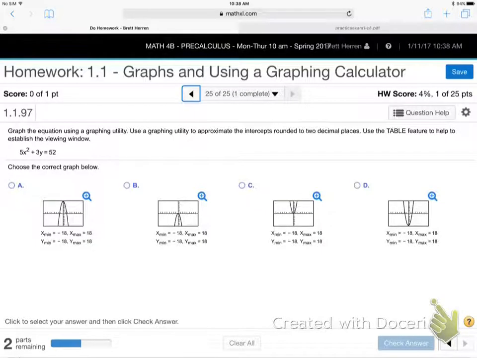All right, so they're giving me 5x squared plus 3y is 52. Now you can just type it in your graphing calculator if you want, or do it by hand. Even if you're going to use your graphing calculator, you first have to solve for y, because the graphing calculator, I don't know if you know how to graph with it, but they all have y equals. So you have to get y alone, even to use a graphing calculator.